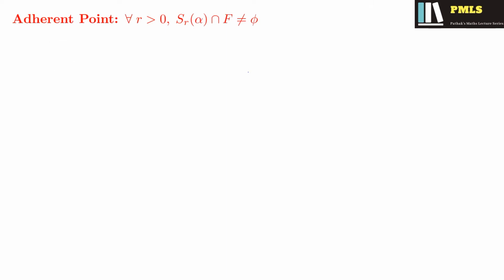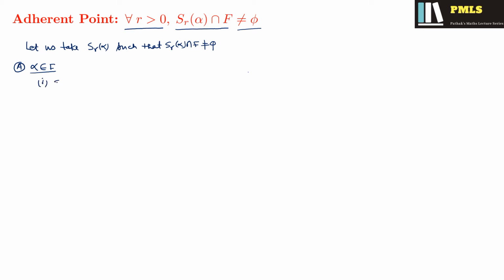So we now try to inspect the situation more closely. We are considering adherent points, and for adherent points we know that for all R greater than 0, SR alpha intersection F is not equal to phi, that is the intersection is non-empty. So let us take one SR alpha such that SR alpha intersection F is non-empty. Now we are considering two cases. The first case is when alpha is in F. If alpha is in F, then there is one possibility that this intersection consists only of the singleton containing alpha.